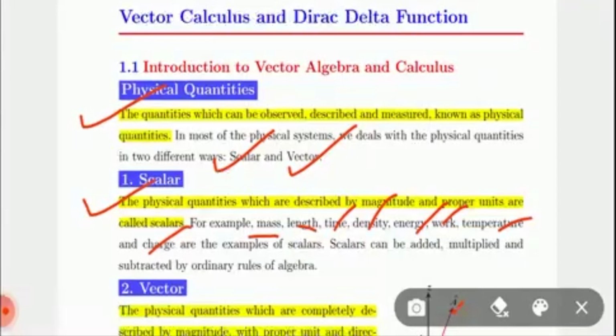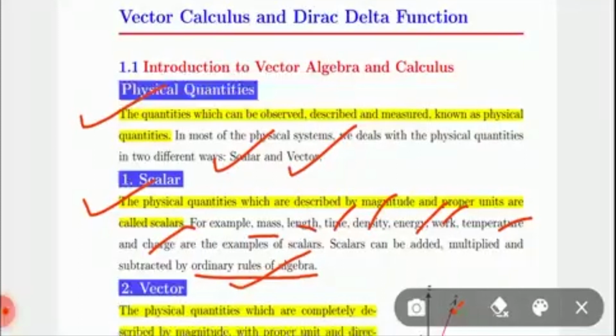In order to deal with scalar quantities, we use the ordinary algebra rules. We can add, multiply, or subtract scalar quantities with the help of ordinary algebra rules.